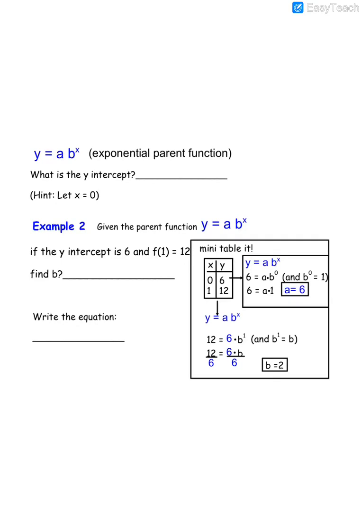So now we have the exponential parent function a times b to the x. Where is the y-intercept? It's at 0, comma a. So we used this as our parent function the other day, y equals 2 to the x. So there's really like a 1 in front of it. And this y-intercept was at 0, comma 1. Okay.